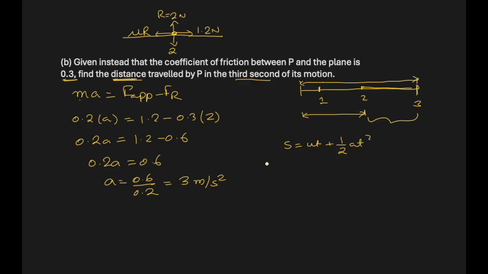So first, 0 to 3 seconds. S, we don't know, but we know it started from rest. So 0 plus half, acceleration we got 3, time till 3 is 3 seconds, so 3 square. So S comes out to be how much? 1.5 times 9 will be 13.5, not 13.5 rather, 9.